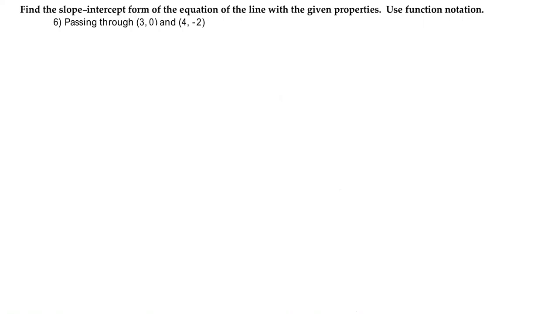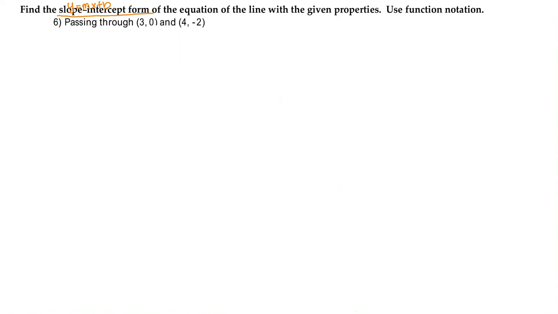So here we have number 6, and the instructions are to find the slope-intercept form of the equation of the line with the given properties and to use function notation. The given properties are that the line itself passes through the coordinates (3, 0) and (4, -2). Our end goal is to have something in slope-intercept form, which is y equals mx plus b. So let's remember that that should be what our answer looks like.